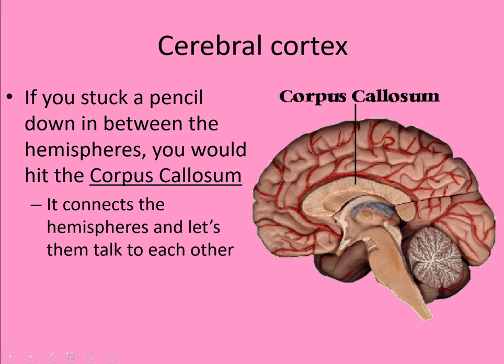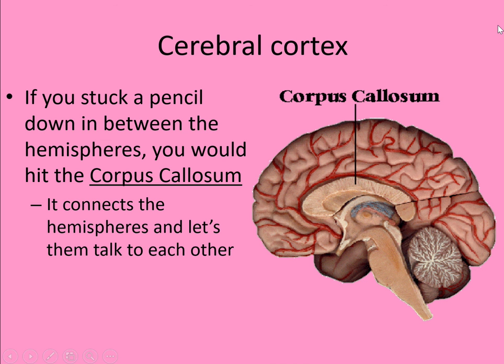So if we look at the cerebral cortex, if we stuck a pencil, hypothetically, down the center, down that longitudinal fissure, we would run into this very tough band of neural fibers called the corpus callosum. Okay? What it does is it's a bridge. It's a connector between the right and the left hemisphere. It lets them talk to each other.